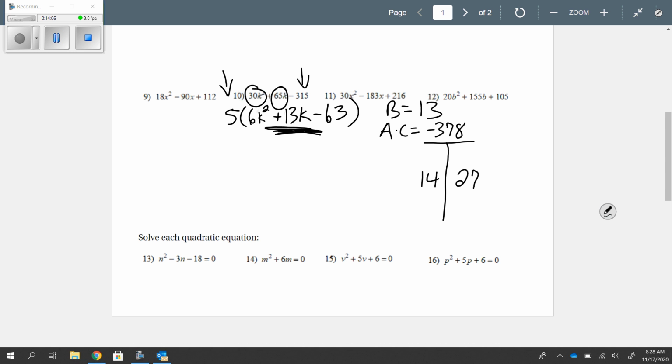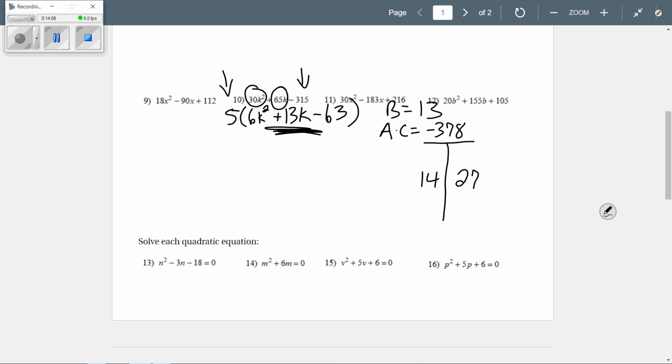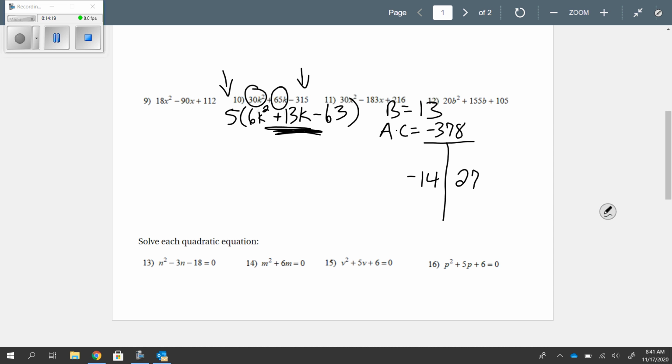So we have 14 and 27. We see that B is a positive 13. So which one are we going to make negative? We're going to make the smaller number negative. That way we have our winning factors. Negative 14 times 27 is negative 378. And then negative 14 plus 27 is a positive 13, which is exactly what B is. So we have our winning factors.